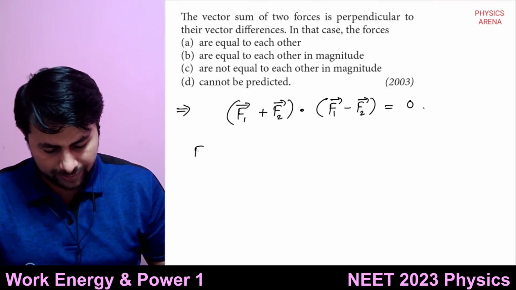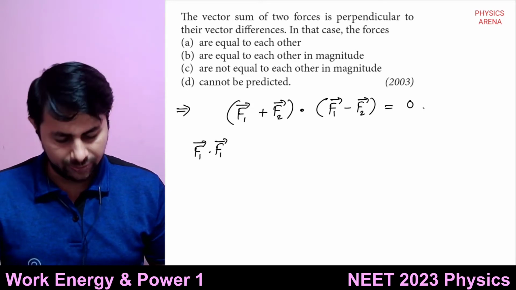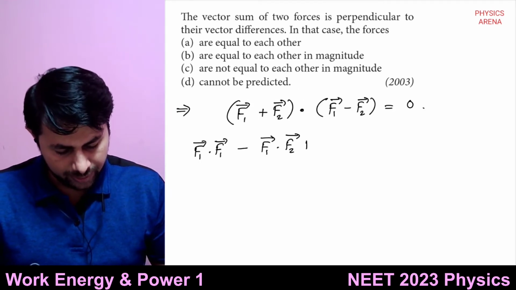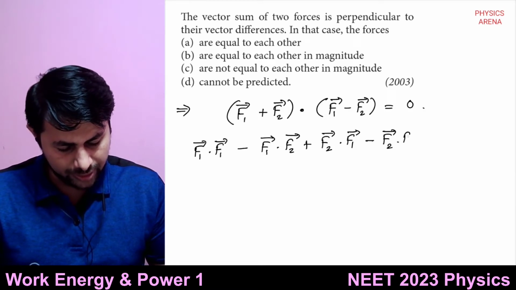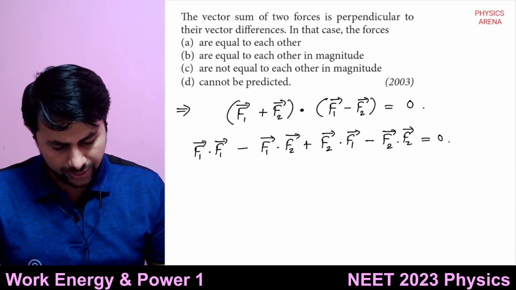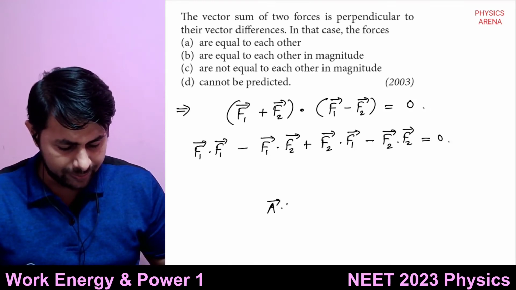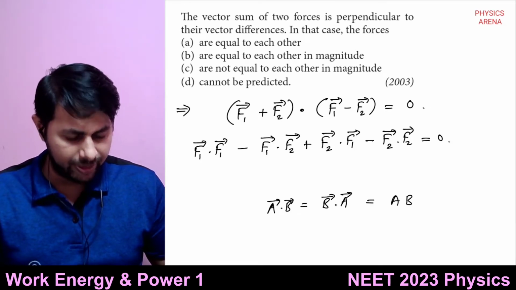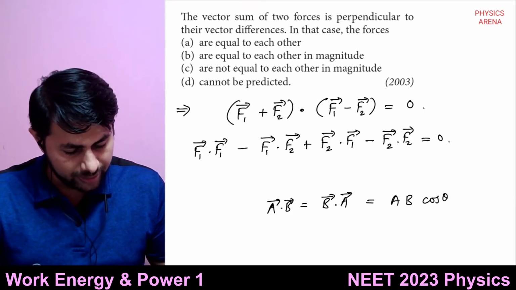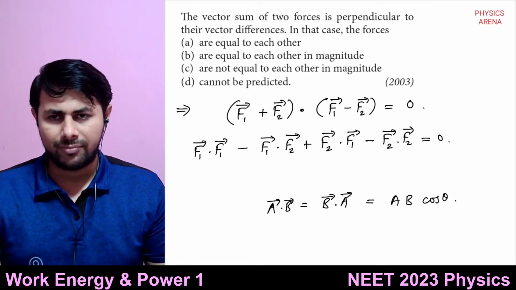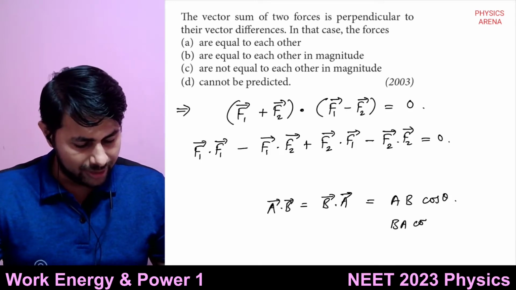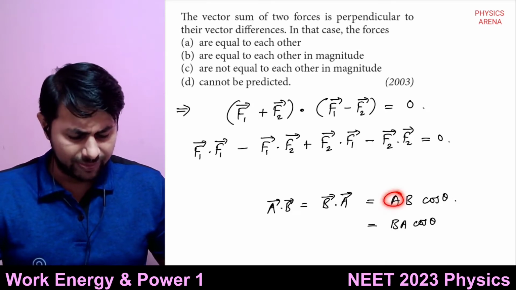Now let's multiply. So it is f1 bar dot f1 bar, so this is f1 square, minus f1 bar dot f2 bar plus f2 bar dot f1 bar, and minus f2 bar dot f2 bar. This is equal to 0. Now see, a bar dot b bar is equal to b bar dot a bar. How? Because a bar dot b bar is magnitude of a multiplied by magnitude of b multiplied by cos of the angle between them. And b bar dot a bar is magnitude of b multiplied by magnitude of a multiplied by cos of the angle between them. This is magnitude, that means it's a number.